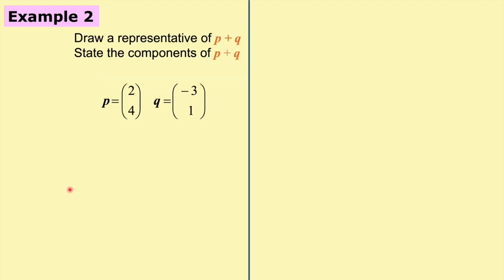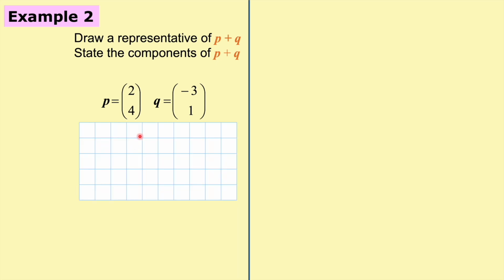Okay, let's look at a second example. So again, we're going to draw a representative of P plus Q, and then we're going to state the components of P plus Q. So we have vector P, which is (2, 4). So we're going to go along 2 and up 4.